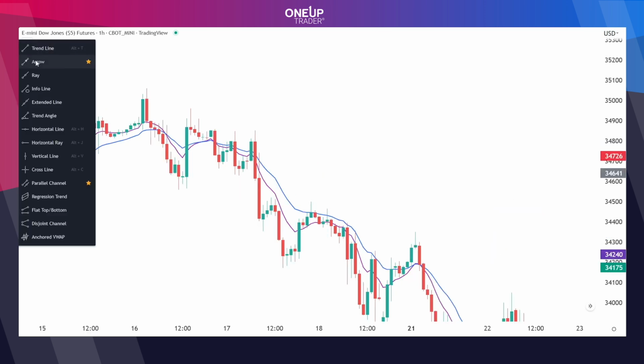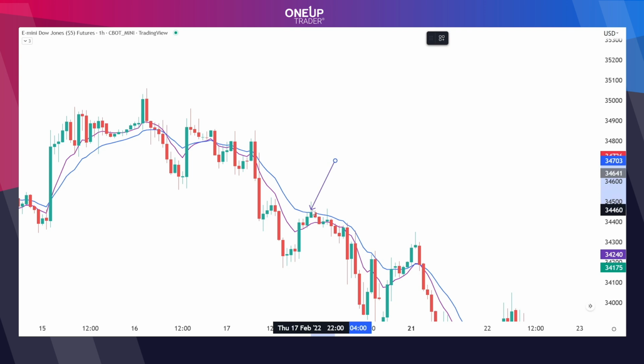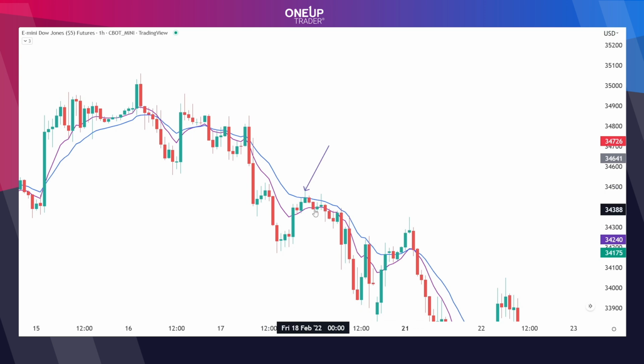And traders, just a quick one here. I want to show you this is an L2 entry because we do not get a close above the 18 exponential moving average, and so thus we are relying on a reversal candlestick pattern to confirm the trend.